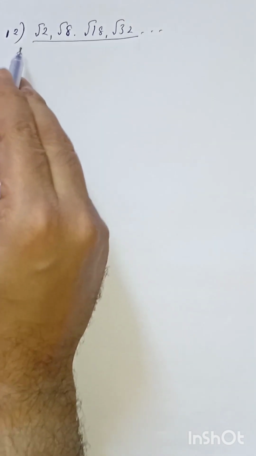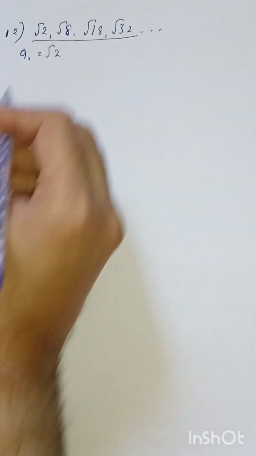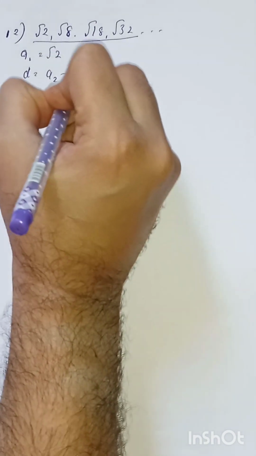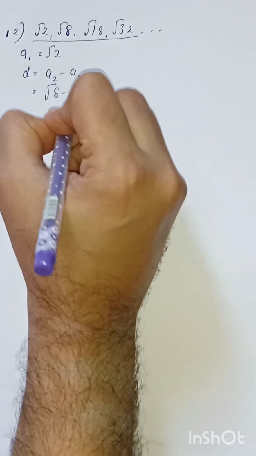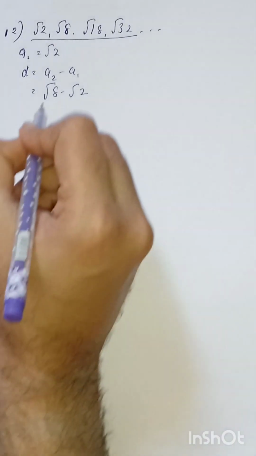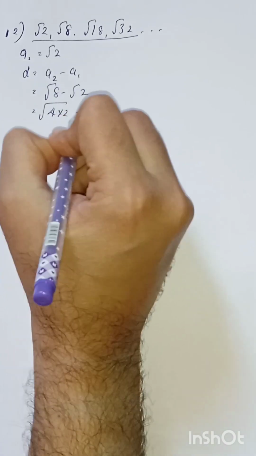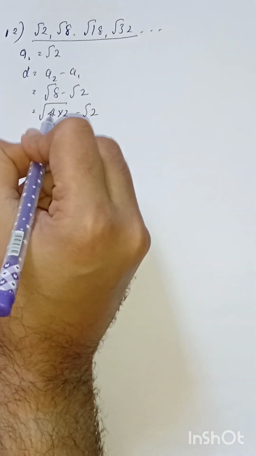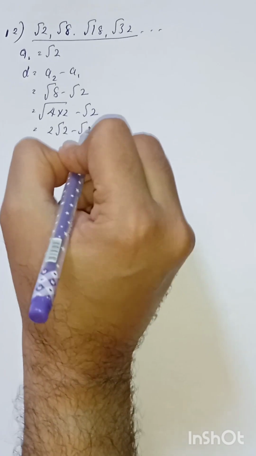Let's do the 12th one. Here a1 is root 2. D, the common difference, is a2 minus a1. Here a2 is root 2 and a1 is root 2. We can take 8 as 4 into 2, minus root 2. If we take 4 out of the square root, it becomes 2 root 2 minus 2.